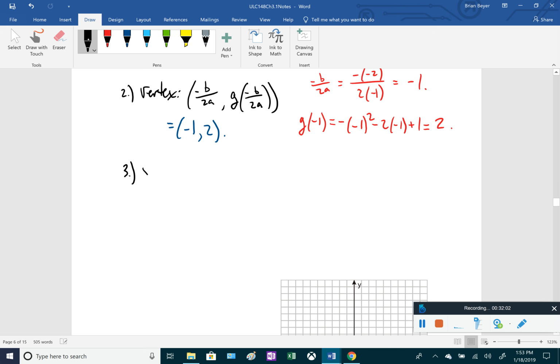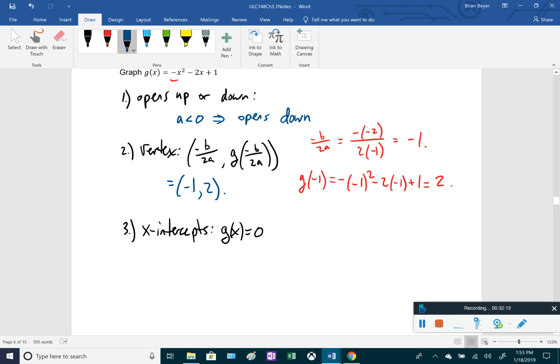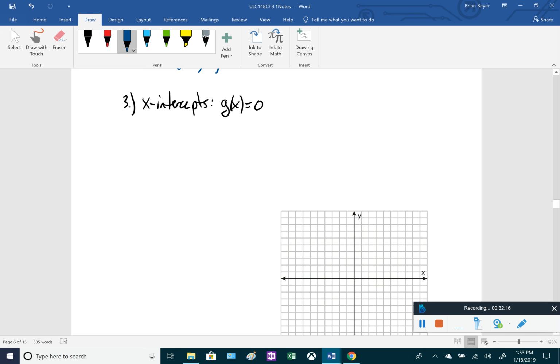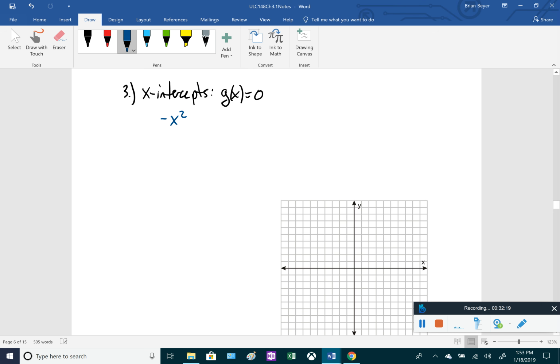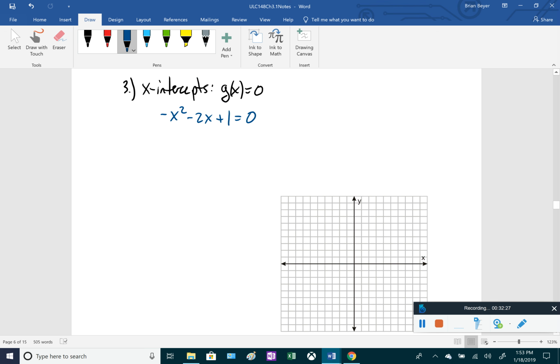Next, for the x-intercepts, we're going to take our function and set it equal to 0. So we're going to have, what was our function here? -x squared minus 2x plus 1 equals 0. Yep. Okay, so we might try to factor this one. Maybe get everything on the other side of the equation so the x squared is positive, but this actually does not factor. So let's just skip right to the quadratic formula.